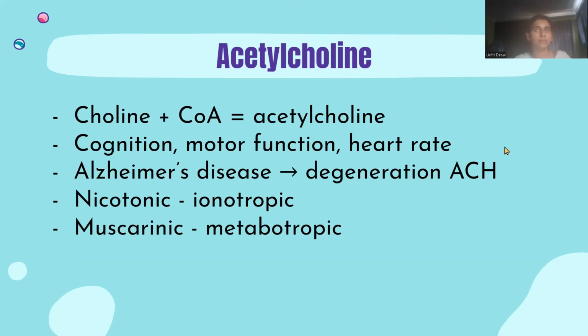Although acetylcholine receptors respond to acetylcholine, they can also respond to nicotinic and muscarinic receptors. Nicotinic receptors are ionotropic, and muscarinic are metabotropic. The nicotinic ionotropic receptor usually generates and excites the neuron, and muscarinic, it honestly just depends on the receptor.